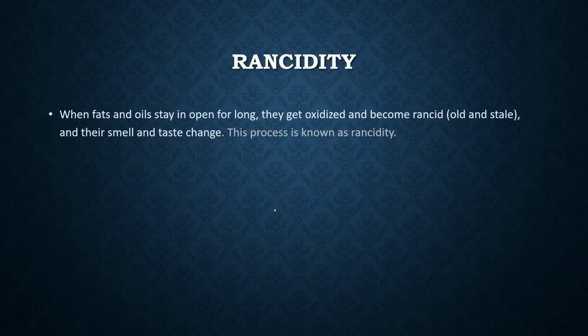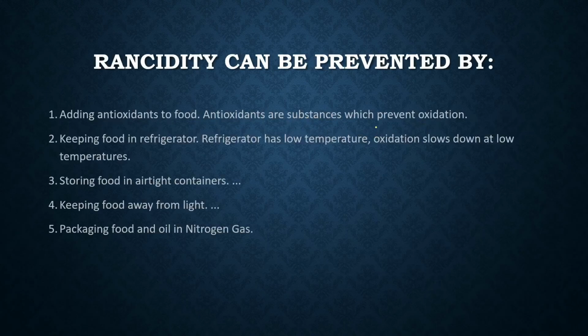Next topic is rancidity. It means the fat and the oil which is present in our food gets oxidized when it is left open for a long time and they become rancid, and the taste and the smell also changes and become very unhealthy or unfit for consumption, and that is referred to as rancidity. So how can we prevent rancidity? It can be prevented by the addition of antioxidants. Now what are these antioxidants? These antioxidants are the substances which prevent oxidation.